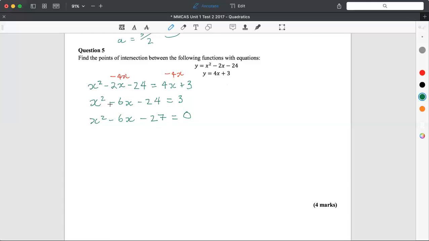And that equals 0. Now, again, looking at this, we've got 2 x terms. So that means we're going to have to use some of our factoring skills in order to solve this using the null factor law.